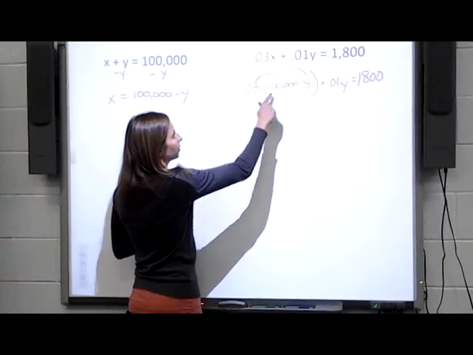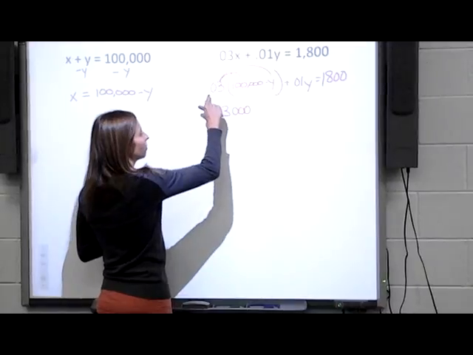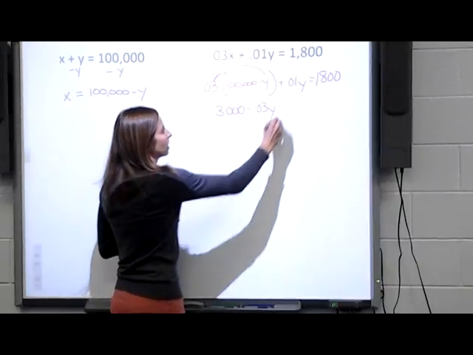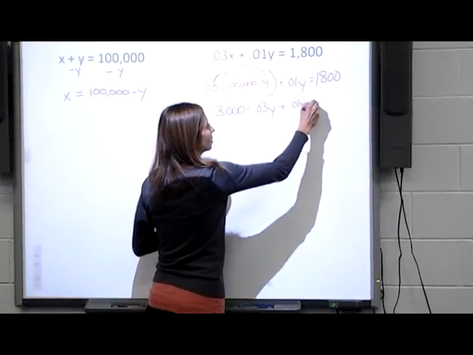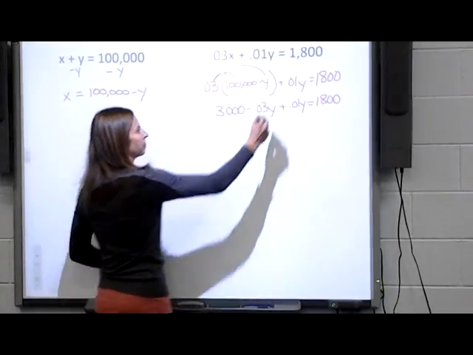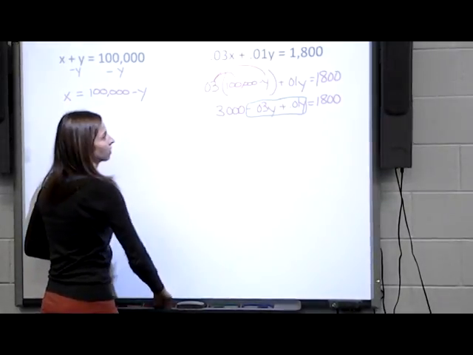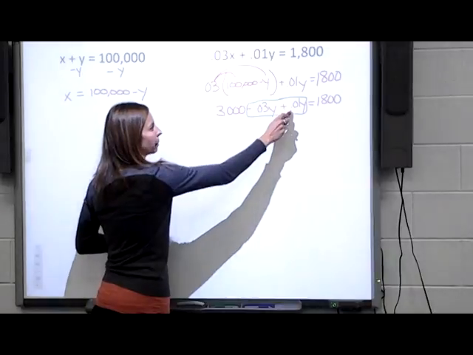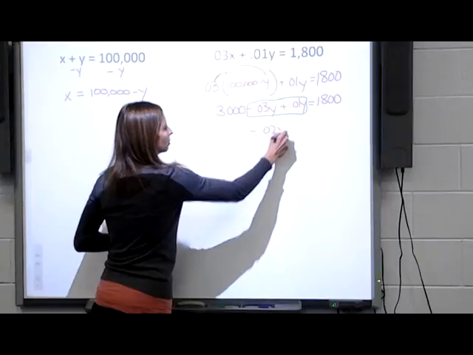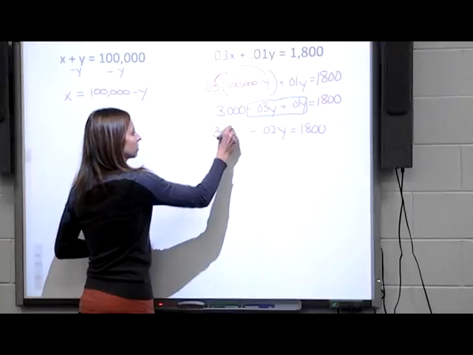Okay? 0.03 times 100,000 is going to give us 3,000. 0.03 times Y, we're going to combine. Drop everything down. Just like always, we want to combine our like terms. A negative 0.03 plus a positive 0.01 will give us a negative 0.02. And we drop everything down.